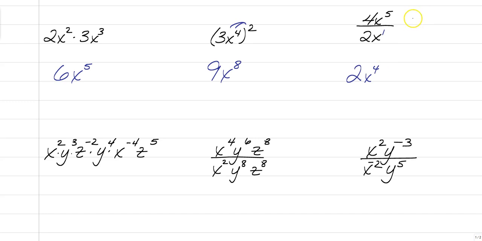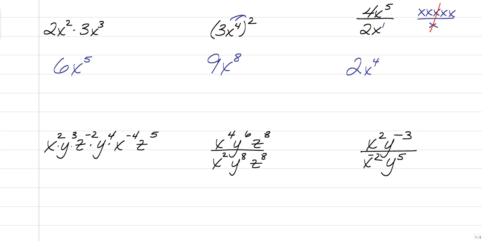Now, if you want to see that visually, that would be something along the lines of 5x's on top, 1x on the bottom. So you can just cancel, and you have 4x's, just to give you a little visual representation of what that looks like.